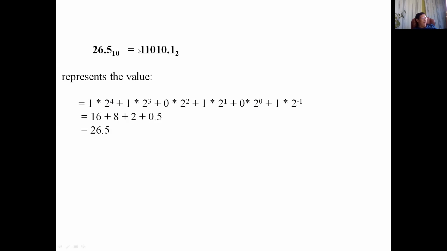What we mean by this is the first one is a 16, the second one is an 8, the 0 is a 4, then a 2, and the last is a 1 half. Do you follow? The zeros, we skip because they don't count anyway. So 16 plus 8 plus 2 plus 0.5 is 26.5. That's fixed point representation.